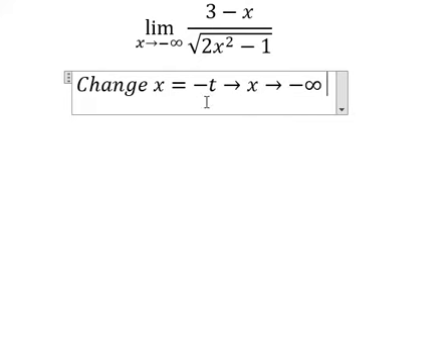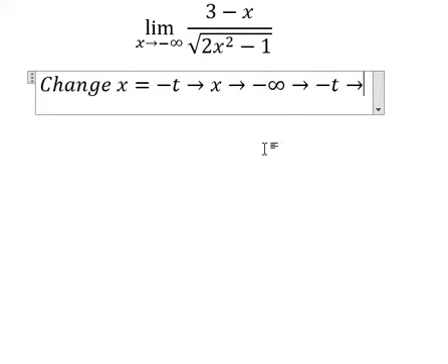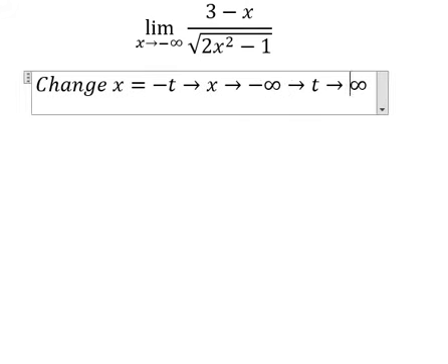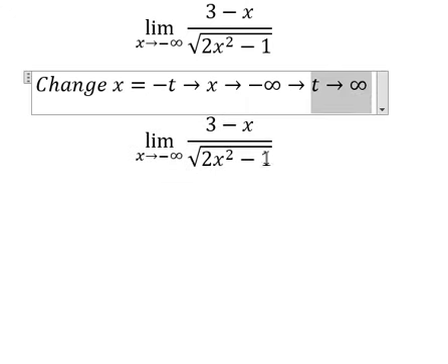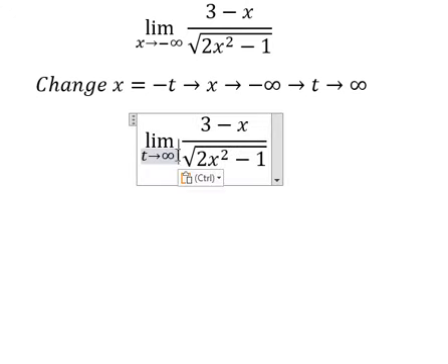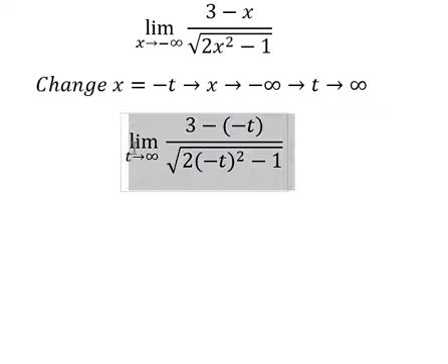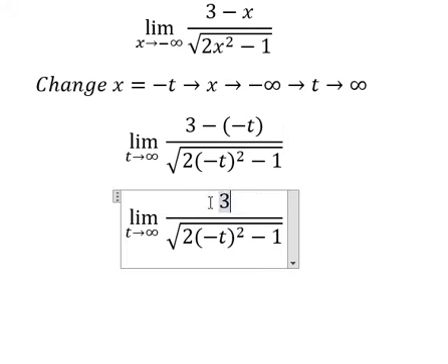We need to change s into negative t. So negative with negative, you get positive. So this one we change by this one. S we change by negative t. Similar for this one. Negative, negative, you get positive. This one we have t square.